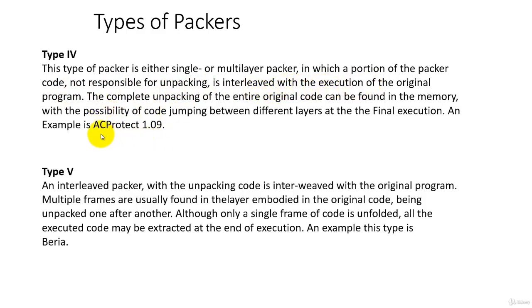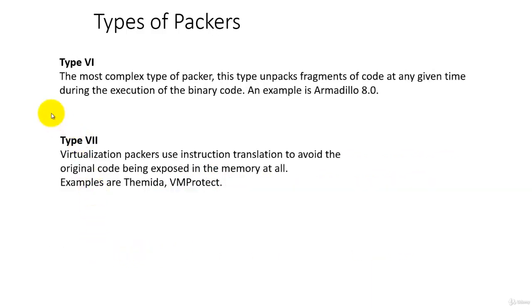An example is ACProtect. Type 5 packer is an interleaved packer, with the unpacking code interleaved with the original program. Example is Beria. Type 6 packer, the most complex type, is where the unpacker unpacks fragments of the code at any given time during the execution.